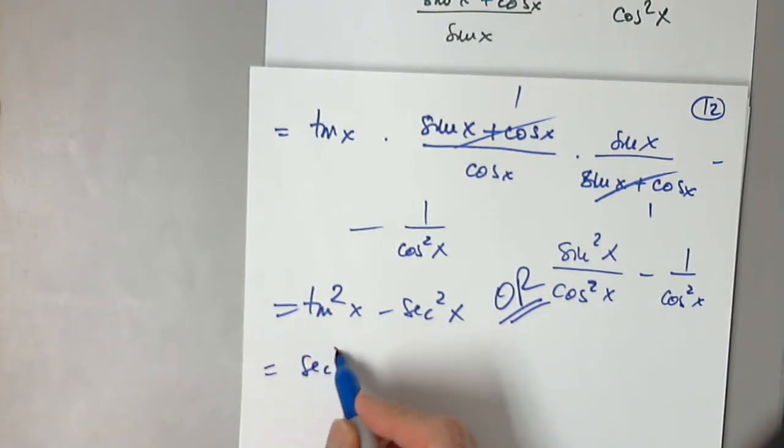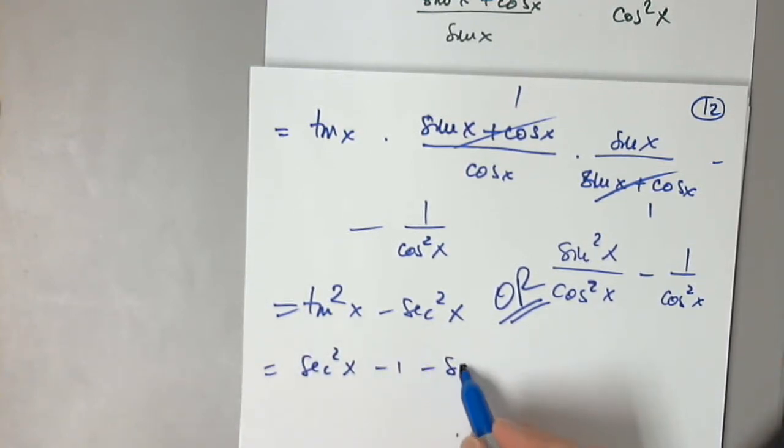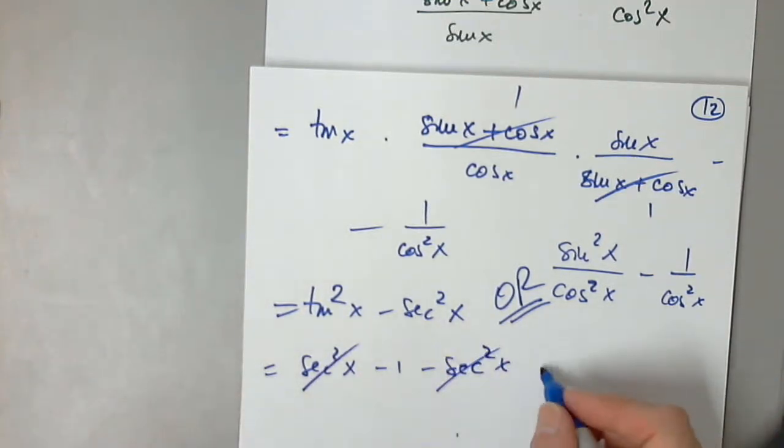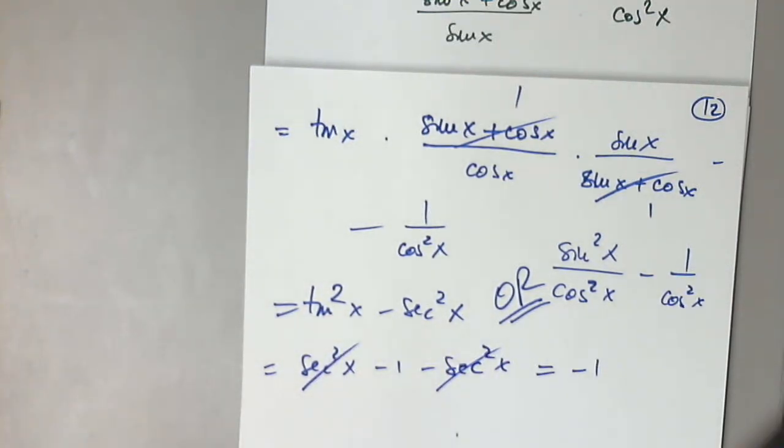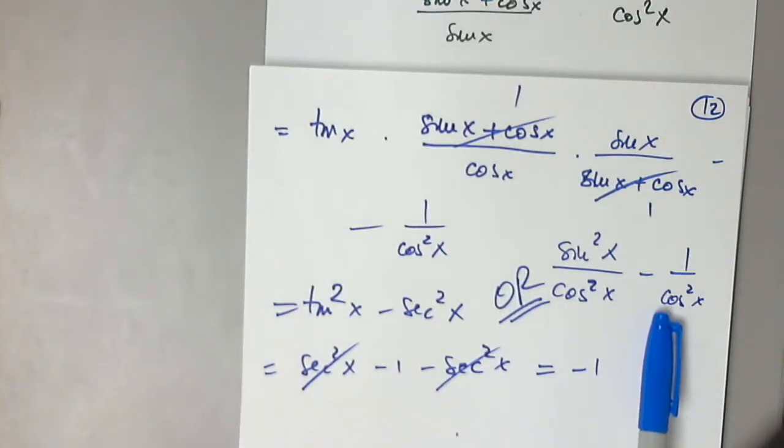So secant squared x minus 1 minus secant squared x, negative 1. Another option would be sine squared over cosine squared minus 1 over cosine squared, and that would simplify still to negative 1. We can go that route if you'd like to see it, of course. Would you like to see this one? Just in case you're not using this identity. Would you like to see that way? Yes or no? Yes? Okay, perfect.